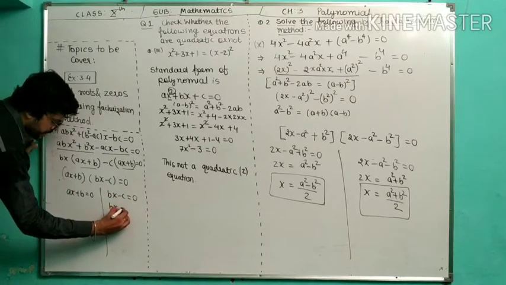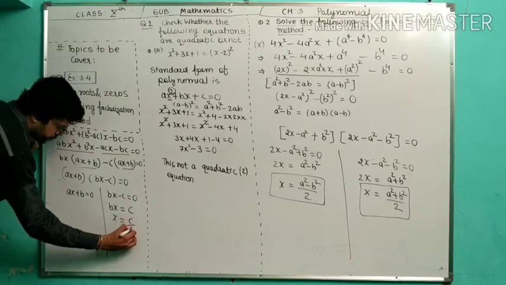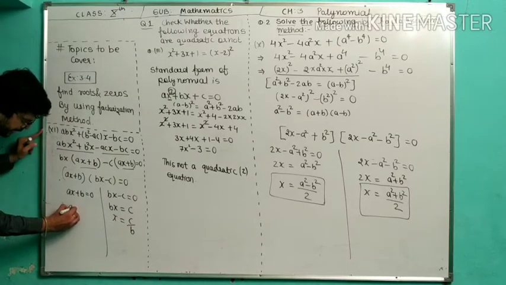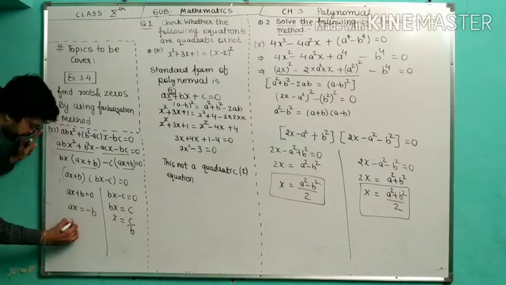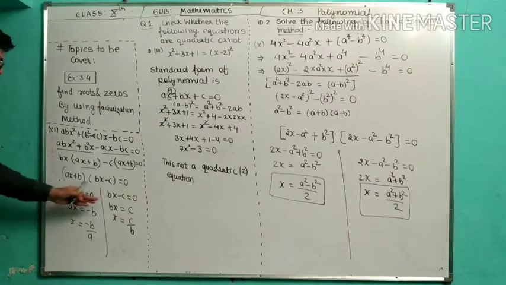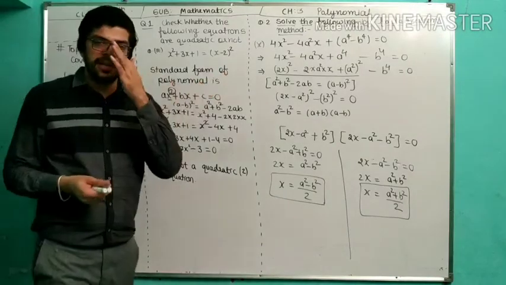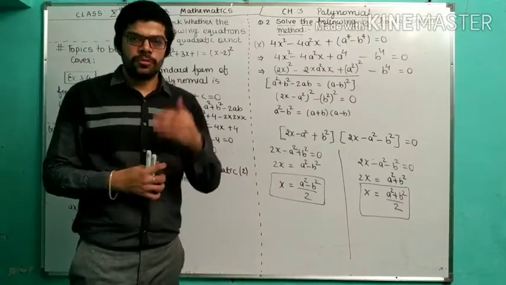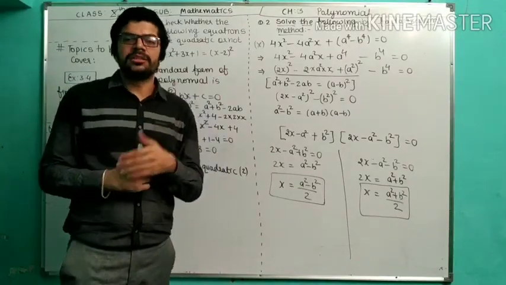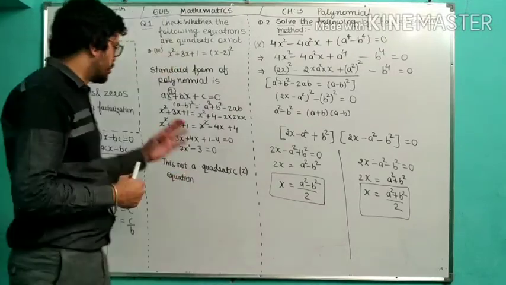So bx is equal to c; negative on the left becomes positive on the right-hand side, x is equal to c by b, and ax is equal to −b, so x is equal to −b by a. So you got the two roots of this particular question. If there is any other question you want me to solve, you can comment in the comment section, sir, solve this question. I can solve it and I will give the solution. I hope you understood this.